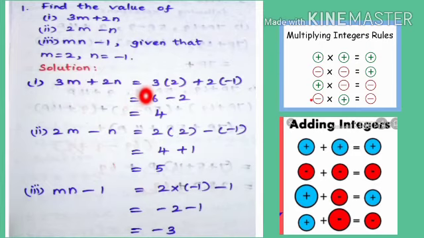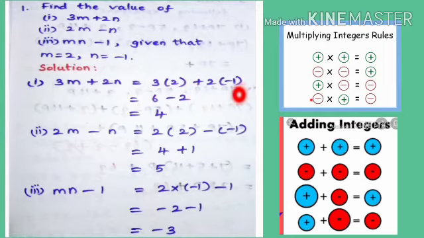Now, in the next step, replace each variable by the given numerical value to obtain an arithmetical expression. So when we substitute m as 2 and n as minus 1, we get an arithmetical expression. Here we are replacing each variable by the given numerical value. So that is 3 into the value of m, which is 2, plus 2 into the value of n, that is minus 1. Have you understood this step?